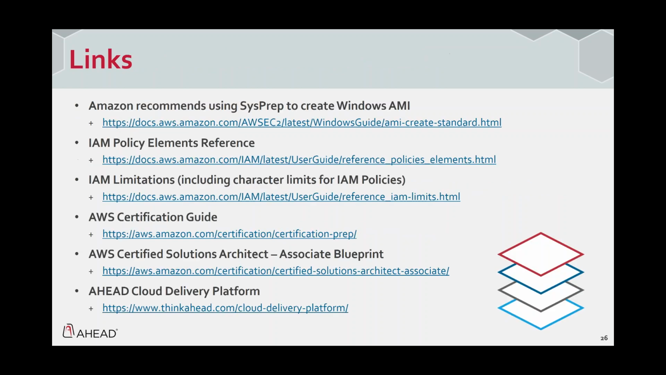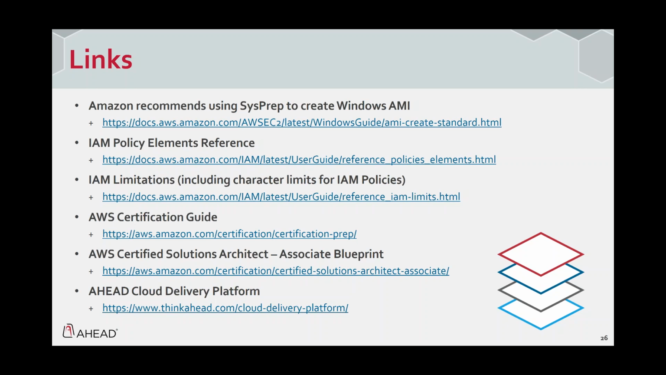So I think that's really about it. Like I said, I feel like it's a smaller domain. It's only really 10% of the whole blueprint here, but some of the links I thought were important. Amazon recommends using Sysprep if you're doing a Windows AMI. It's very similar to what you would do on-prem, right? So there's a link to walk you through that. There's more of the policy elements: what are all the elements that you can utilize within an IAM policy, and how to use them, like the condition that I was just talking about.